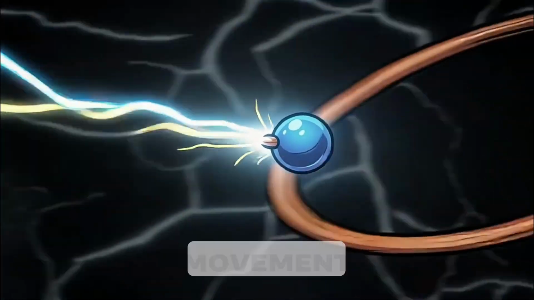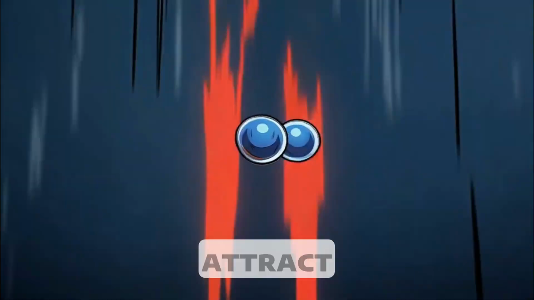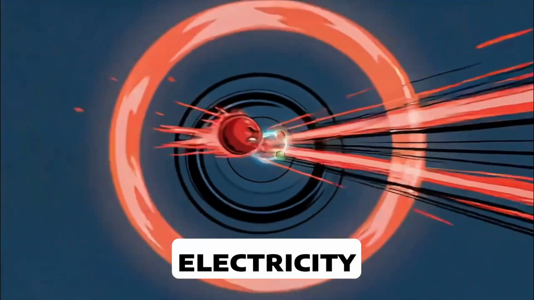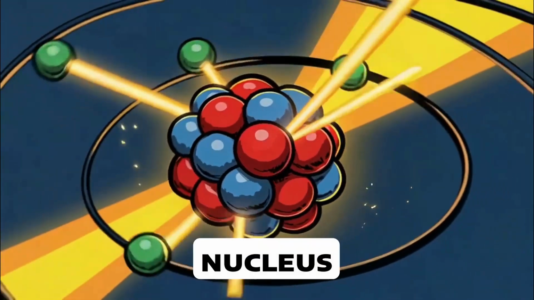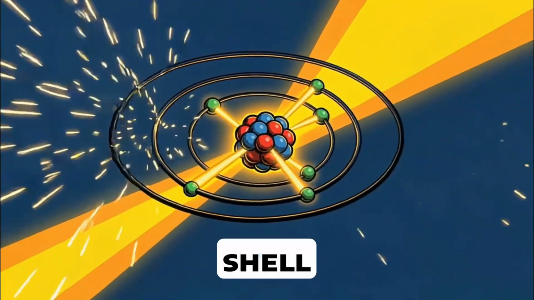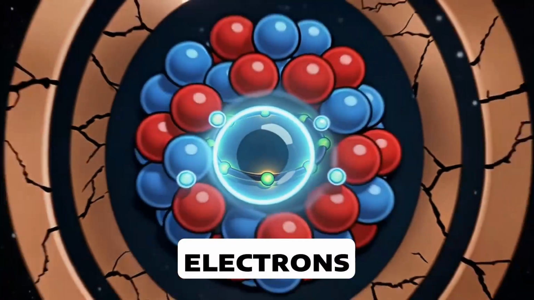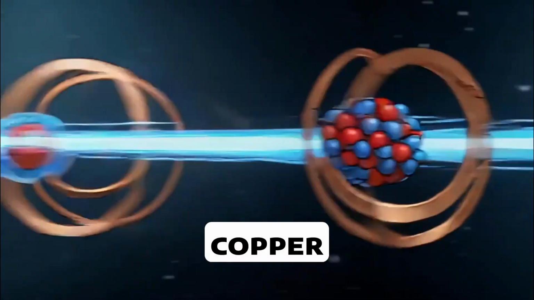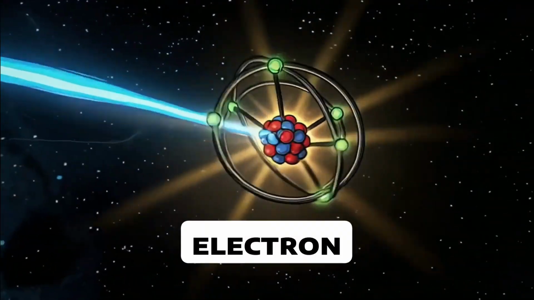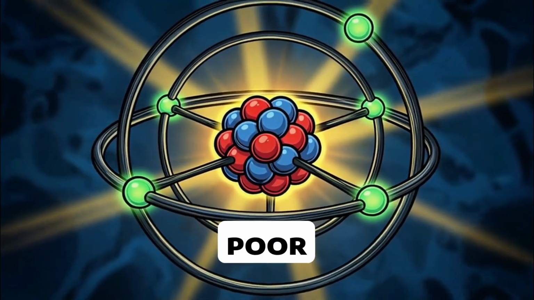The energy involved in the movement of electrons around the nucleus is electrical energy. Opposite charges attract and like charges repel. That rule explains a huge part of electricity. Electrons are held near the nucleus by attraction to protons, but electrons in the outer orbit, called the valence shell, are held more loosely. The outer shell can contain a maximum of 8 electrons. Good conductors such as copper, silver, and gold usually have only one valence electron, so that outer electron can move more easily. Oxygen has 6 valence electrons and is a poor conductor.